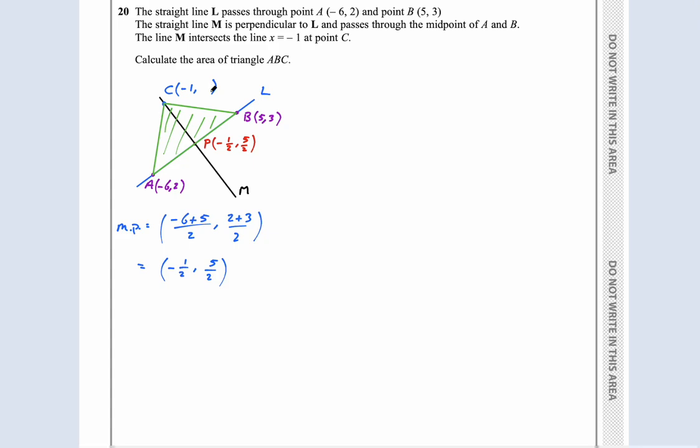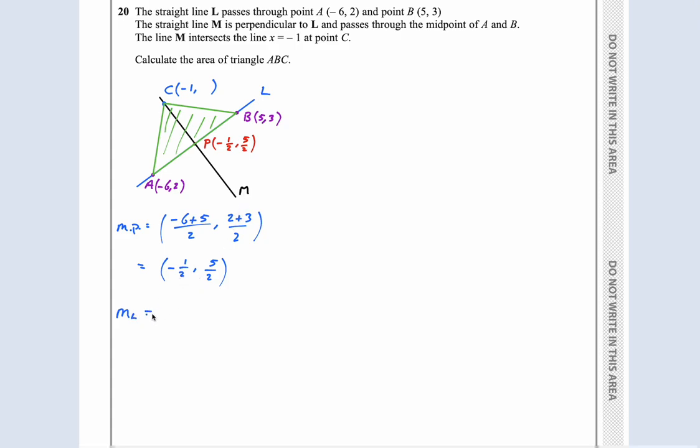Well, I need to get the equation of this line. And the only way to get the equation of this line is to get the gradient. And to get the gradient, I'm going to have to get the gradient of this line first. So let's get the gradient m of AB, or m of L. So be careful, guys: little m stands for gradient. I know I have a little m here, MP for midpoint, but little m is gradient, not the line, capital M.